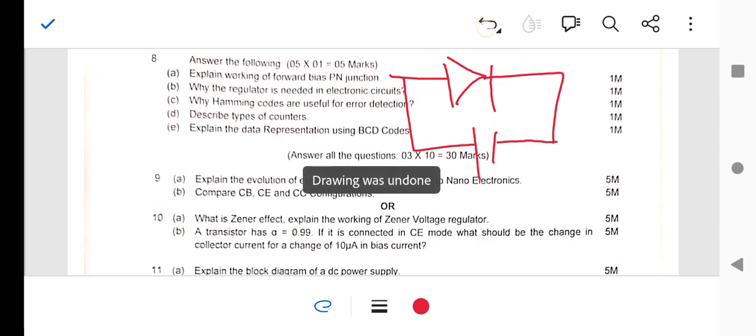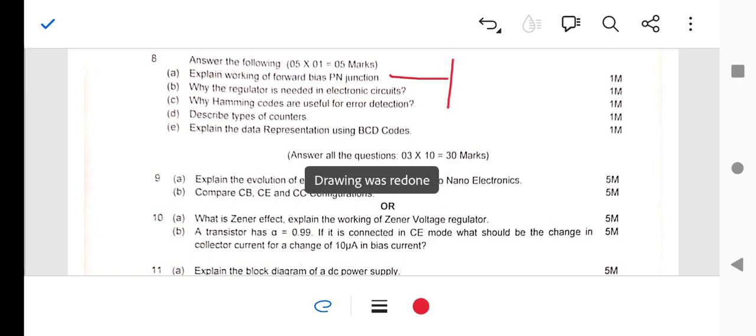Similarly, another one: what is the function of voltage regulator in electronic circuit? Why is the regulator needed in electronic circuit? A voltage regulator is needed in electronic circuit to maintain voltage constant. That is the two-line answer. But you have to represent one Zener diode. A Zener diode is connected in reverse bias, and it acts as voltage regulator. That 2 or 3 lines you can write.